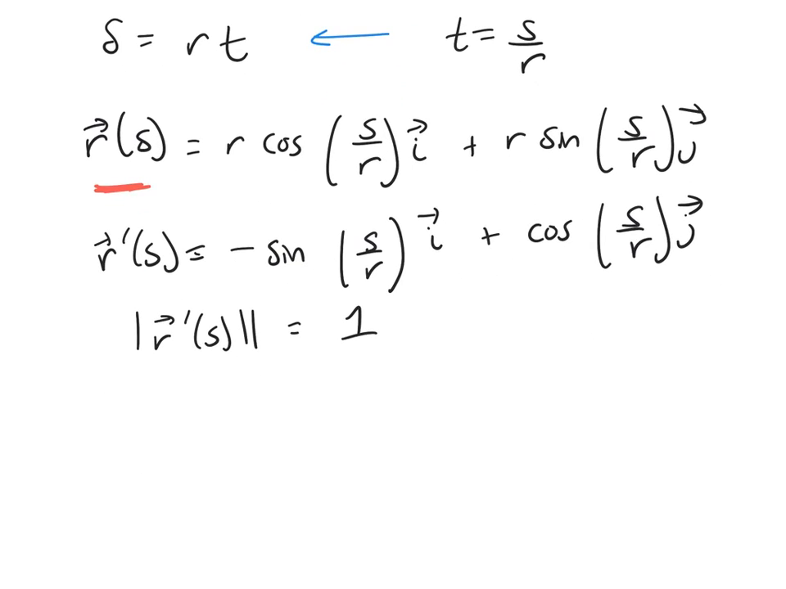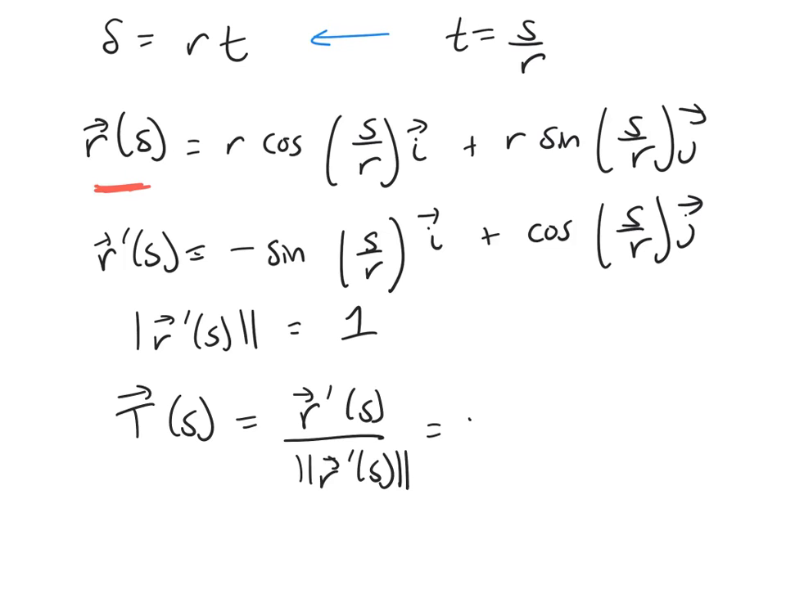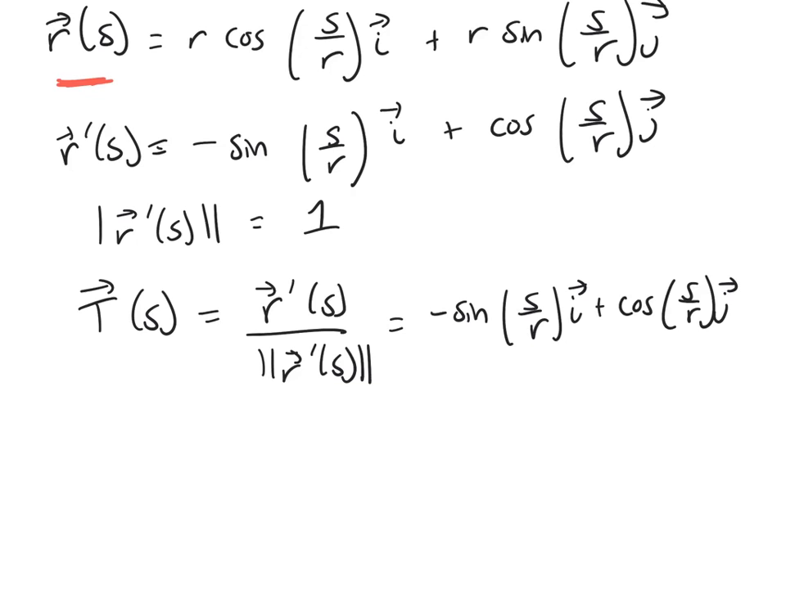And so then our unit tangent vector T of s is r prime of s over the magnitude of r prime of s, but the magnitude is 1. So it's just going to be minus sine of s over r i plus cosine of s over r j. So that's our unit tangent vector T, but I need T prime of s. So you're going to have to take the derivative.